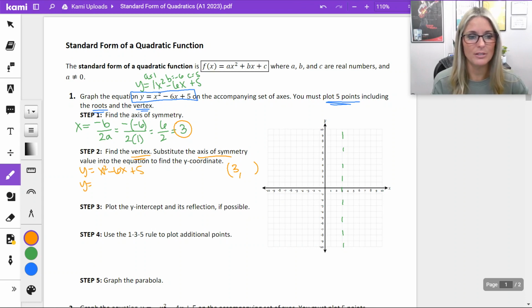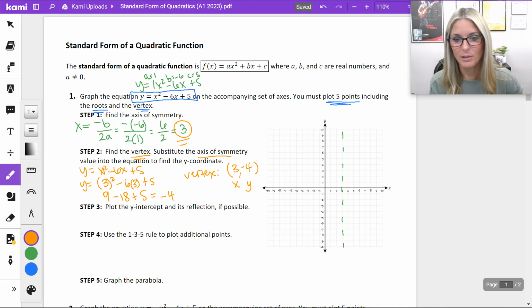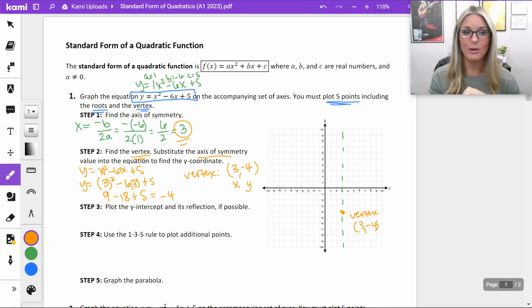We have y equals our x value is 3 squared minus 6 times 3 plus 5. Simplifying, I've got 9 minus 18 plus 5. 9 minus 18, negative 9 plus 5 will give me negative 4. My vertex is the 3 that we found from the axis of symmetry, 3, negative 4. So plotting over here, here's my vertex. 3, negative 4. And from what we've studied already, my leading coefficient is positive, so I know this is opening upward, so that vertex, 3, negative 4, is going to be my minimum or my lowest point.